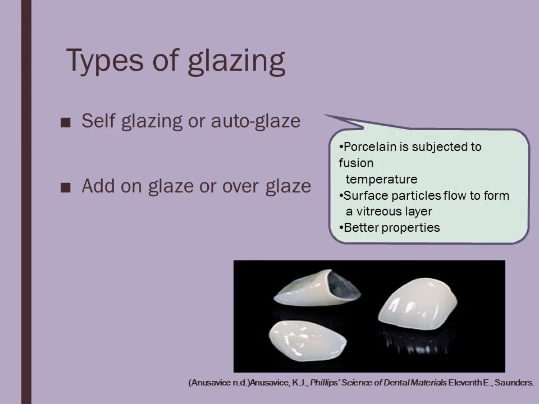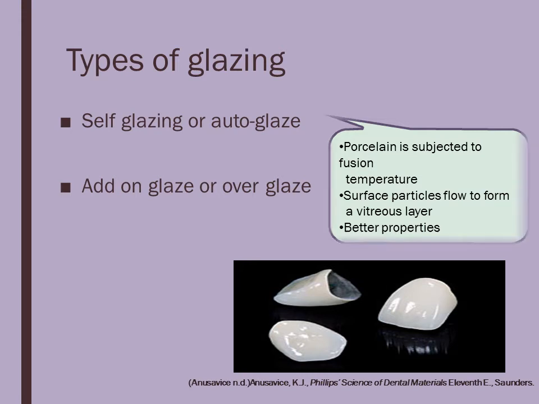Now the self-glaze or autoglaze, as the name suggests, is already present within the porcelain. We don't have to add it on later. And how does it work? The porcelain is subjected to fusion temperature. The surface particles flow to form a vitreous layer and better properties are achieved. So the glazing cycle is present within the porcelain. It takes place at the end. At a certain temperature, when the porcelain is subjected to it, the glaze forms over the porcelain and it gives a lustrous and shiny surface.